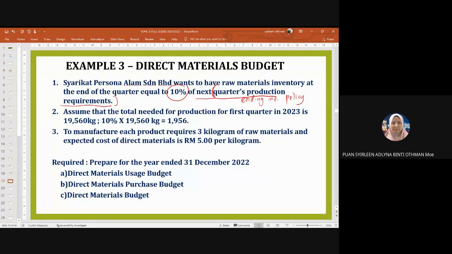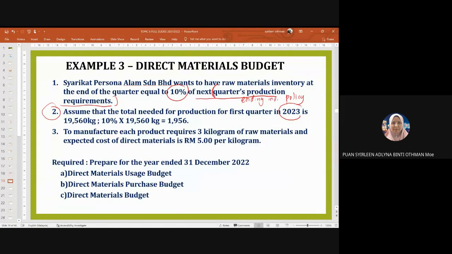Kalau saya buat untuk 2022, maksudnya saya kena juga sediakan the last quarter of 2021 dan saya juga perlu sediakan kolom untuk first quarter 2023. Sebab ada info yang kita terpaksa ambil daripada kuarter sebelum dan kuarter selepas. Okay, sebab tu dia bagi kamu maklumat di dua ni. Dia bagi maklumat first quarter untuk 2023.